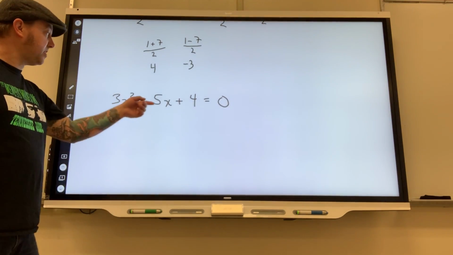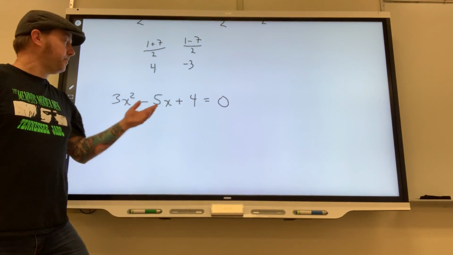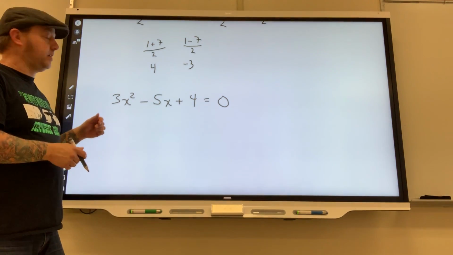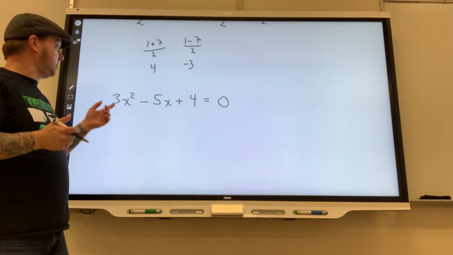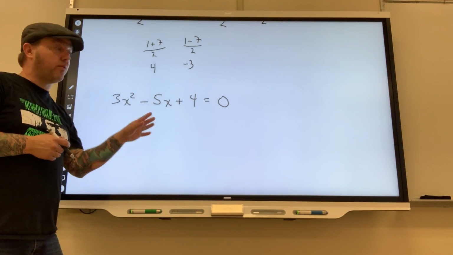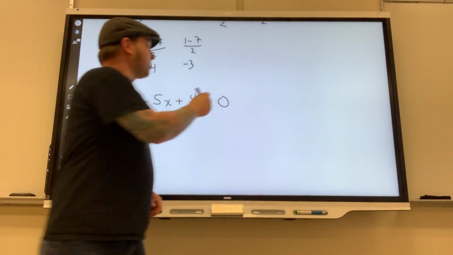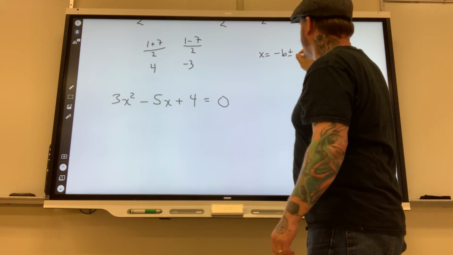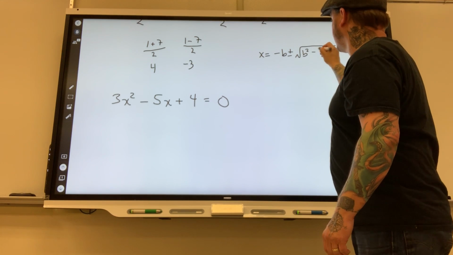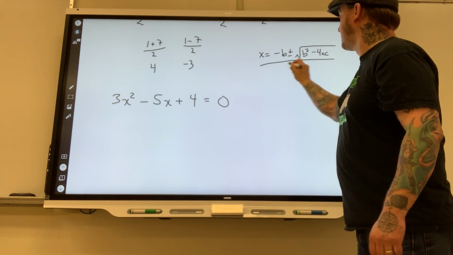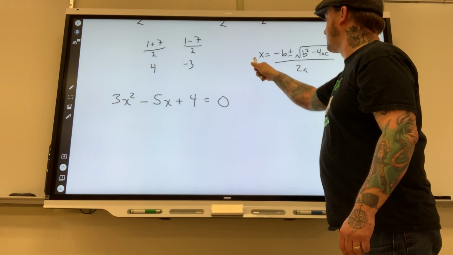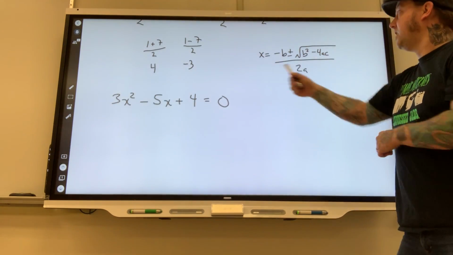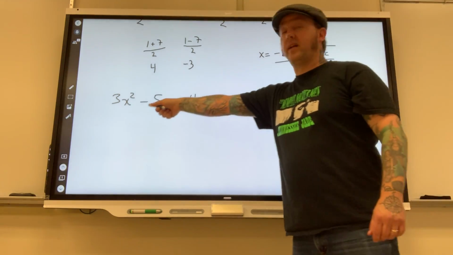3x squared minus 5x plus 4 equals 0. Does this factor? I don't know. No idea. Do I want to try to factor it, or do I want to just jump right in to the quadratic formula? Way easier to just jump right in, isn't it? So, plug in.